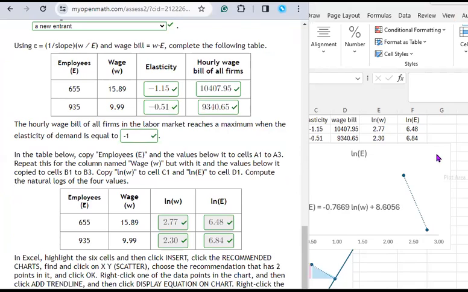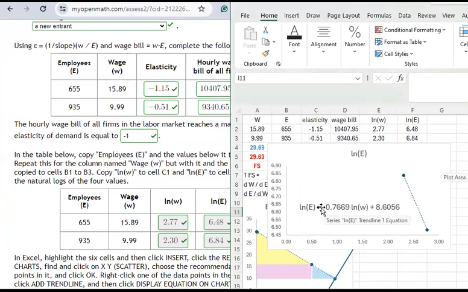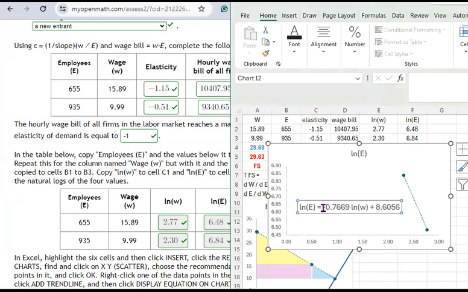Because the elasticity, this coefficient here, negative 0.7669, is between these two values, right? It's between negative 0.15 and negative 0.51. And that's what we need, right? We need this elasticity to be between these two values. Otherwise, this doesn't make any sense, right?